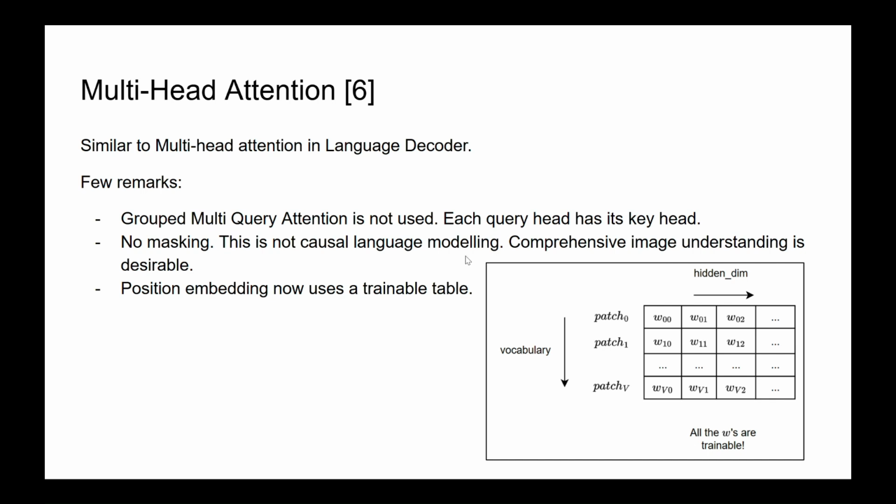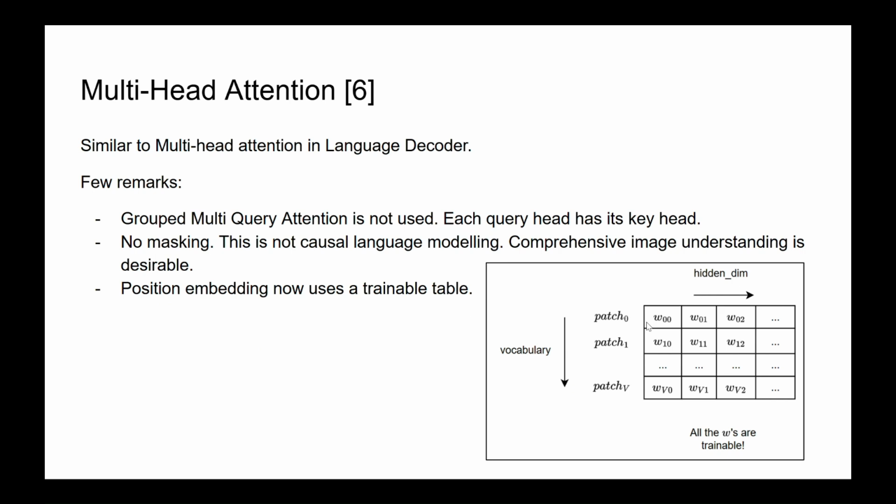Okay. And lastly, the position embedding. Recall that in the language decoder, we have a rotary positional embedding. Now we use a trainable table. What I mean by a trainable table is that for each item of the vocabulary, and now the vocabulary is image patches, remember that one image patch is one token and correspondingly one position in the vocabulary, for each image patch you will have an embedding, but this time the embedding values are trainable.